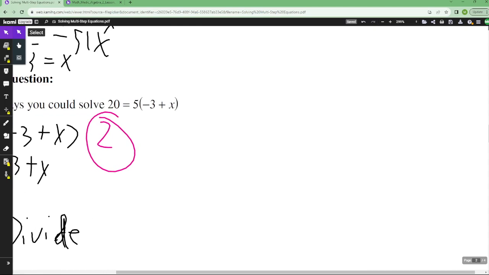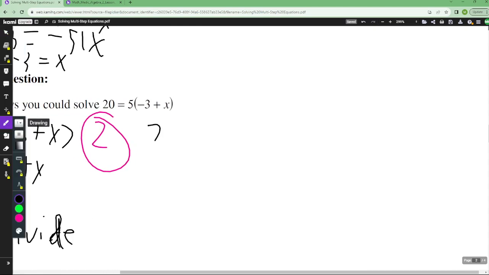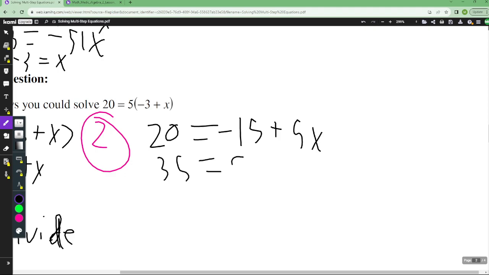Go over here and we'll do our distribute method. 20 equals negative 15 plus 5x. Add 15 to both sides. We have 35 equals 5x. Divide 5 on both sides. X equals 7. This is our distribute method.